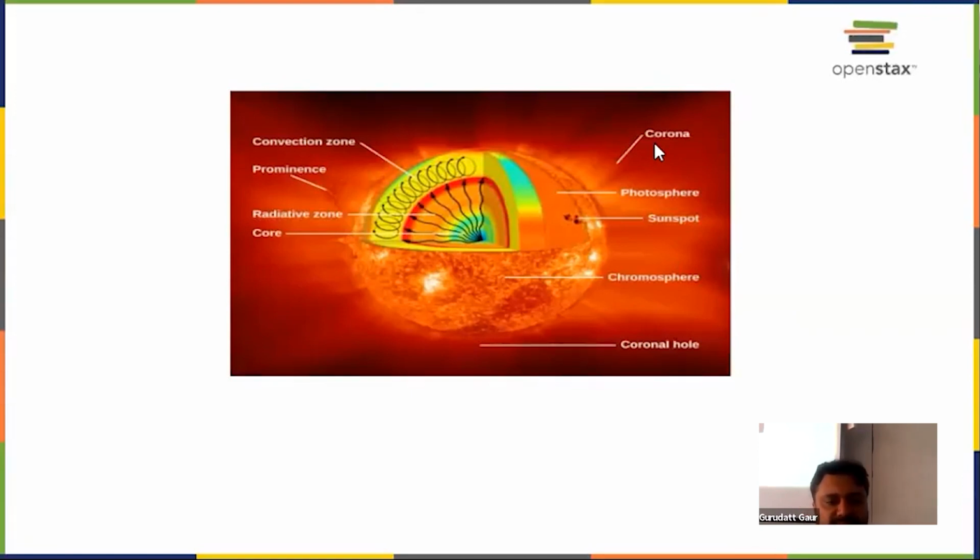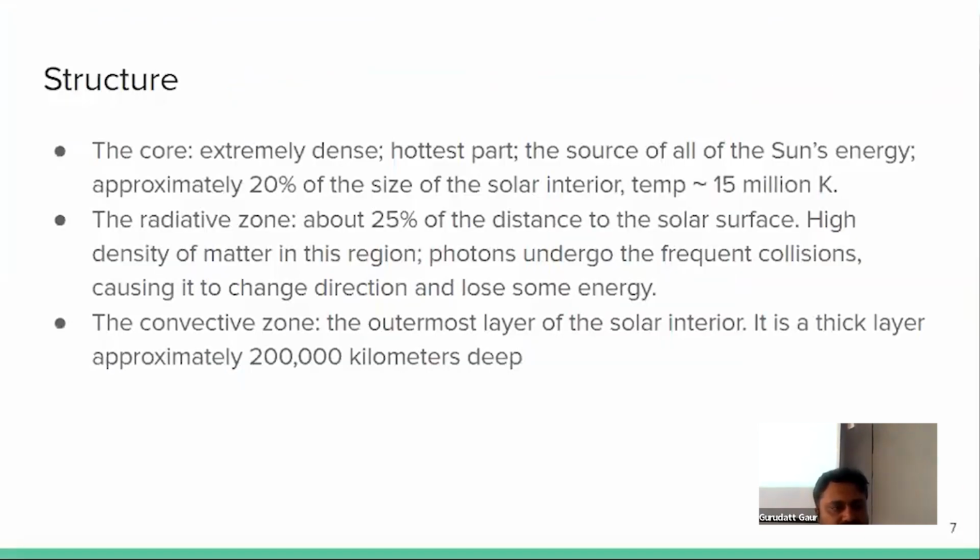So let us discuss them one by one. This is basically layers of an onion, right? You remove one by one. So the first thing is the core.